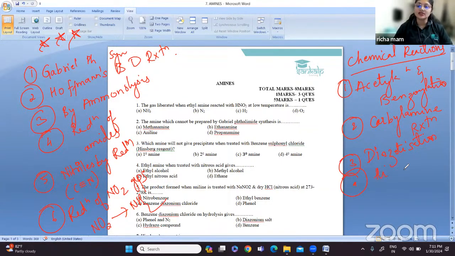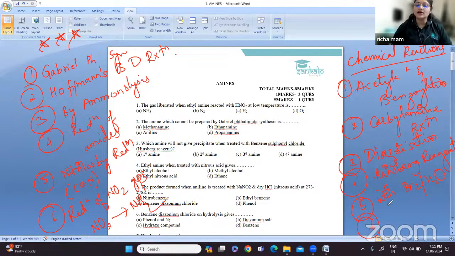Then there is the Hinsberg reaction. The Hinsberg reagent is also very important; you might have studied it in this chapter. Then the reaction with bromine water. Bromine water is a mild oxidizing agent. So how does the reaction take place? We are going to cover all these things in the questions. I'm just giving you a recap of what you might have studied from this chapter.